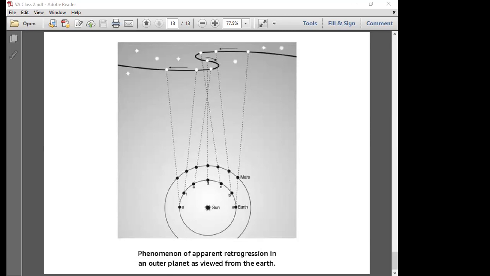So these are the limits, as I said. Venus is within 9 degrees of the sun, Jupiter is 11 degrees, Mercury is 13 degrees, Saturn is 15 degrees, and Mars is 17 degrees.